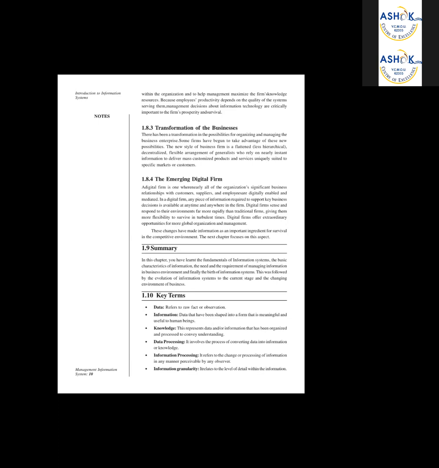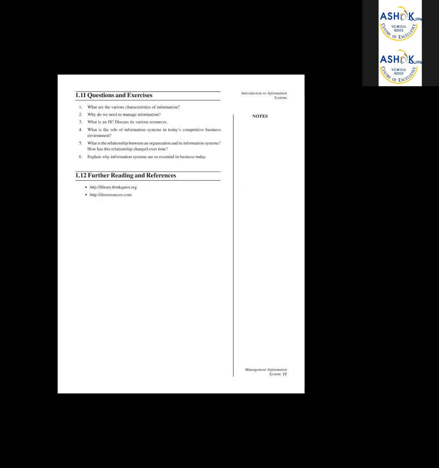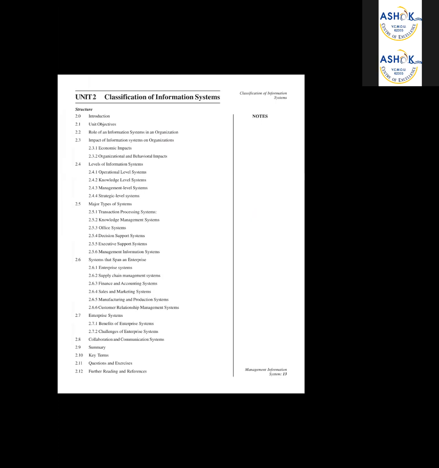Review questions: what are the various characteristics of information, what do you need to manage information, what is information, discuss its various resources, what is the role of information systems in today's competitive business environment, explain why information systems are so essential in business today. Okay, the first chapter is completed, introduction to information systems. Second chapter, classification of information systems.